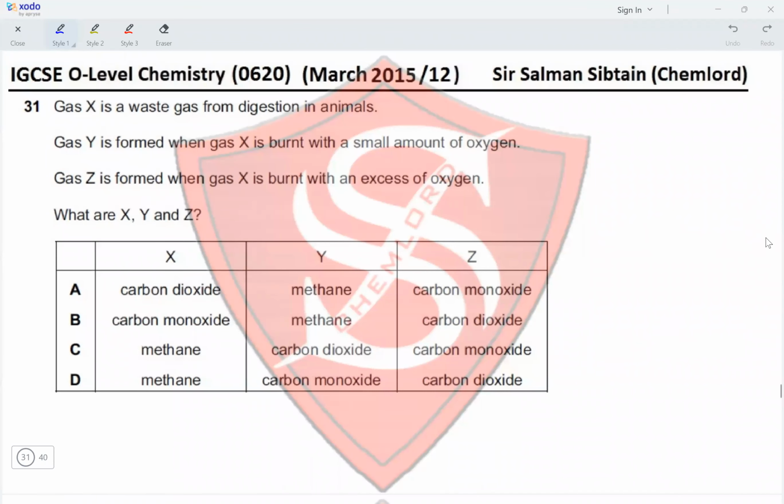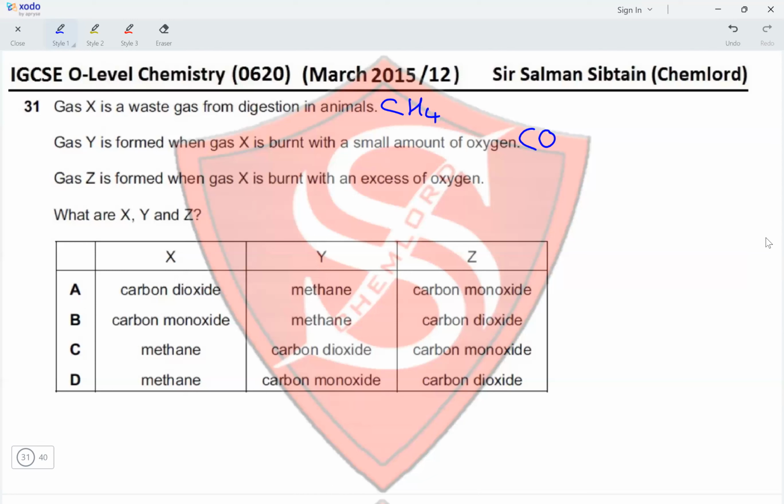Hi guys, this is IGCSE O-Level Chemistry, paper 12, March 2015, question 31. Gas X is a waste gas from digestion in animals. So this is methane, CH4. Gas Y is formed when gas X is burnt with a small amount of oxygen. So if the oxygen supply is limited, then this would form carbon monoxide.